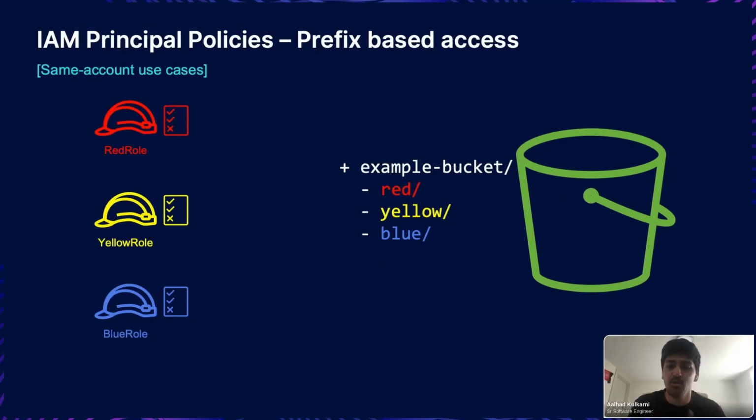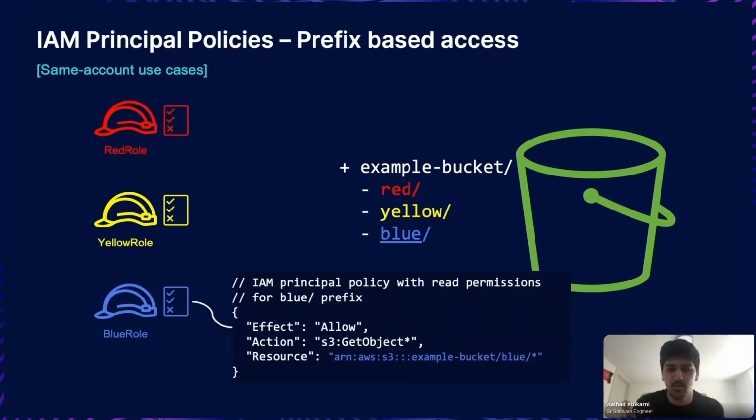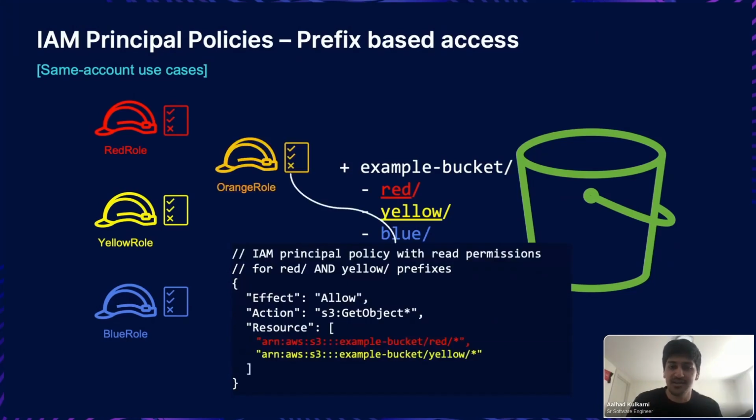So in this case, I'll create a blue role that has access to the blue prefix. I create a yellow role that has access to the yellow prefix. Red role has access to the red prefix. But what if I want access to both red and yellow prefixes? I need to go and create another role. Let's call it the orange role. It has access to both prefixes.